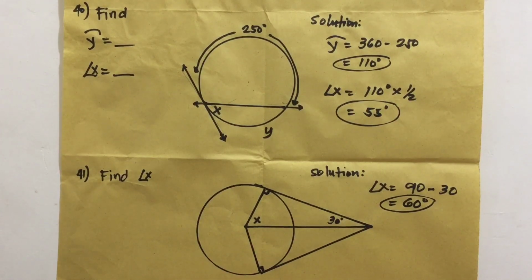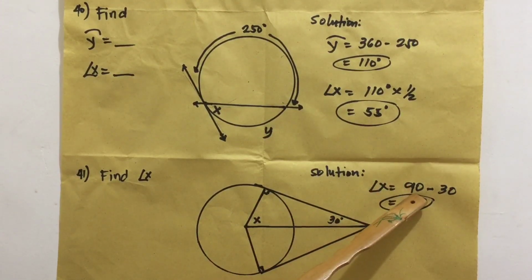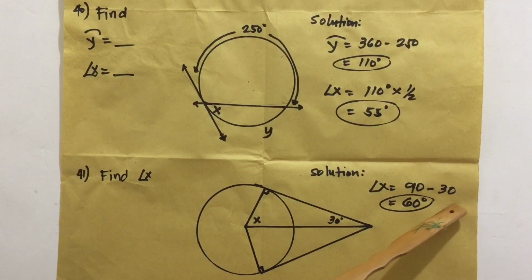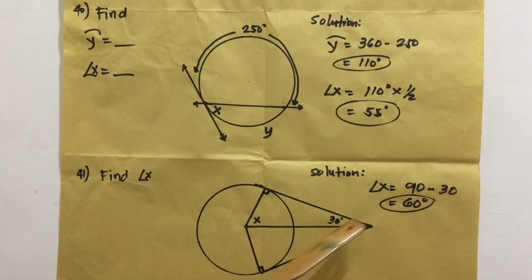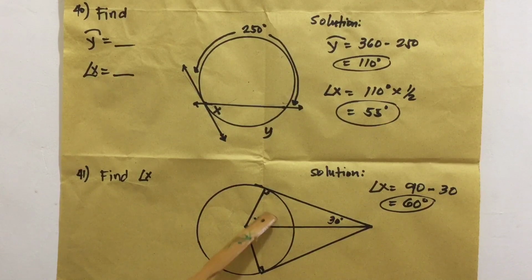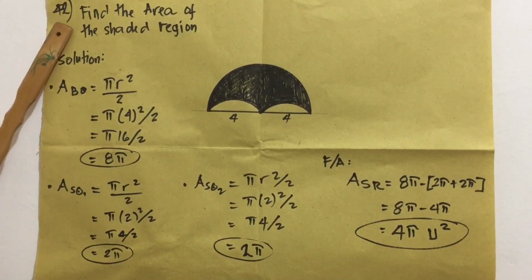To solve the complementary angles, we're going to use 90 degrees minus 30 degrees equals 60 degrees. So therefore, the measurement of this angle is 60 degrees. Next, number 42 problem.